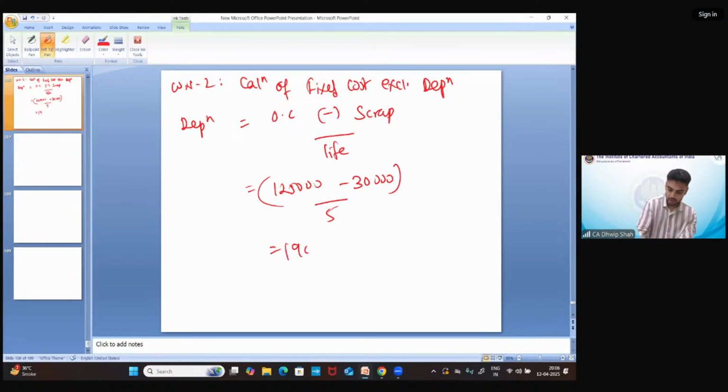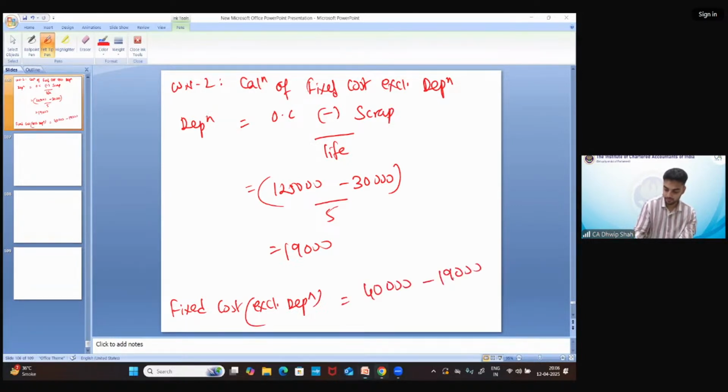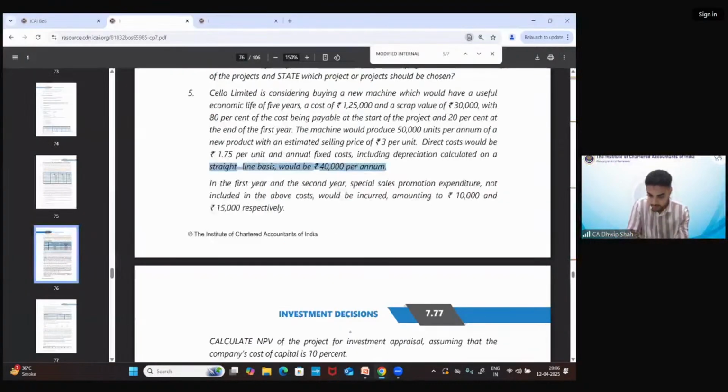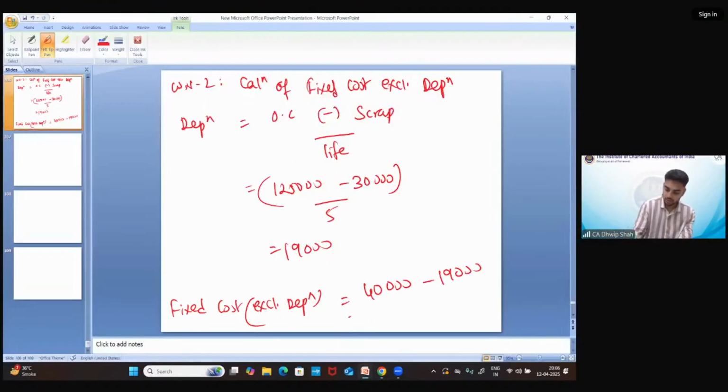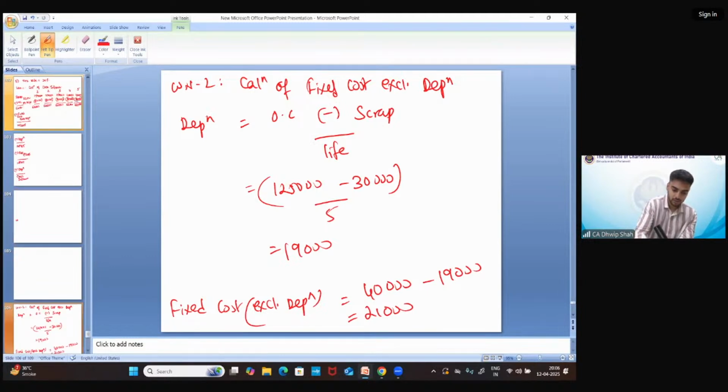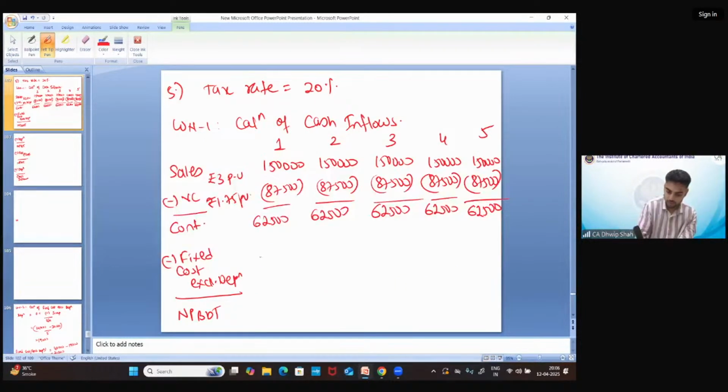19,000. So can I say my fixed cost excluding depreciation would be 40,000 minus 19,000? 40,000 है ना? 40,000 per annum. Yes. So it is 21,000. Followed? So my fixed cost comes to 21,000 excluding depreciation.